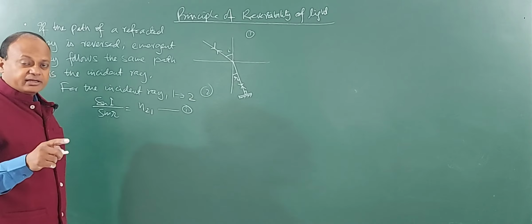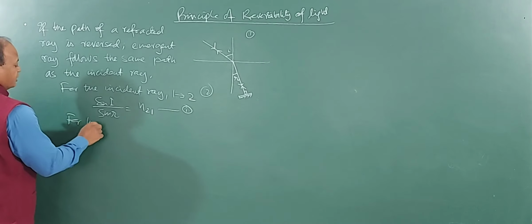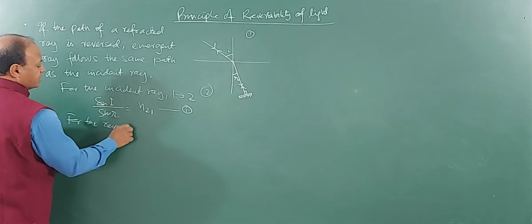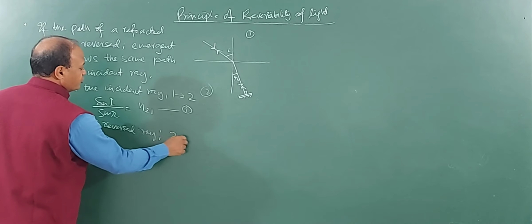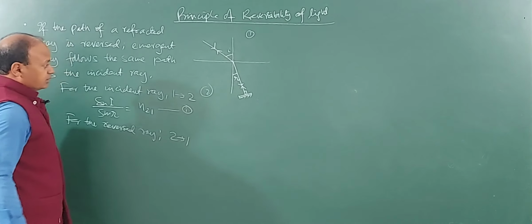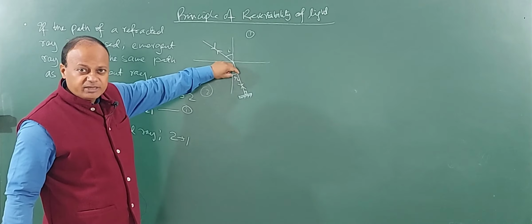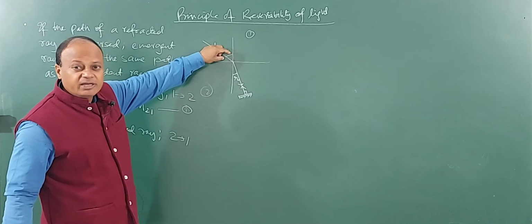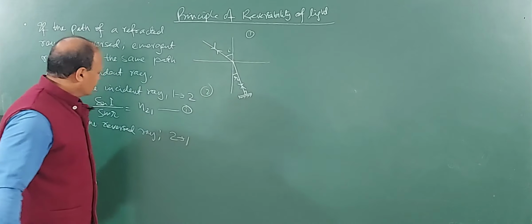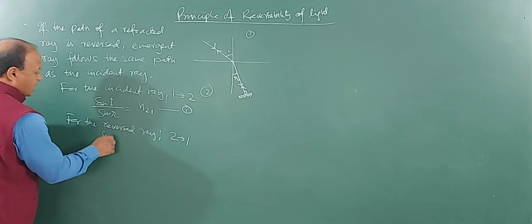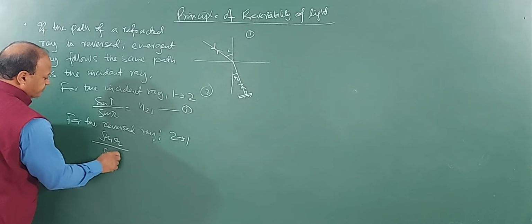Now, if I reverse the ray that is going from medium 2 to medium 1, so I will say here, for the reversed ray, now children, this ray is travelling from medium 2 to medium 1. So for this ray, angle of incidence will become how much? r. Angle of incidence will be r and angle of refraction will be i. Yes? Because this is the incident ray now and this is the emergent ray. So in place of i, I will be writing r, and in place of r, I will be writing i.